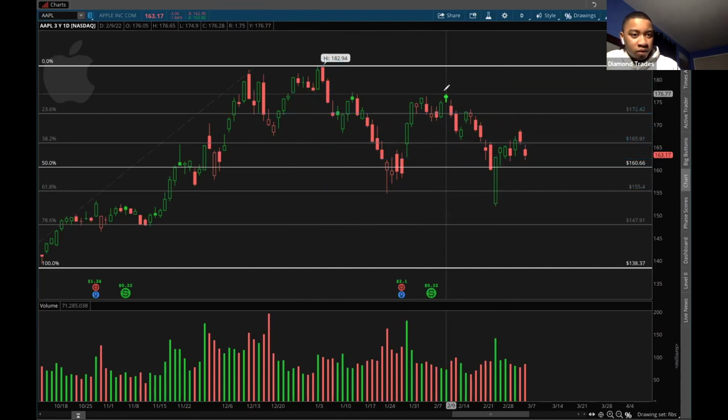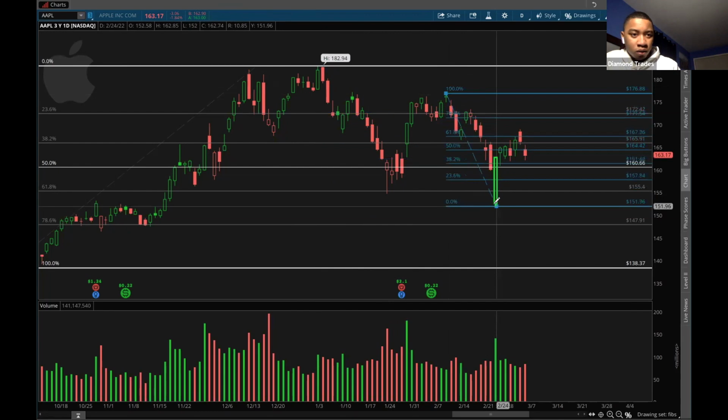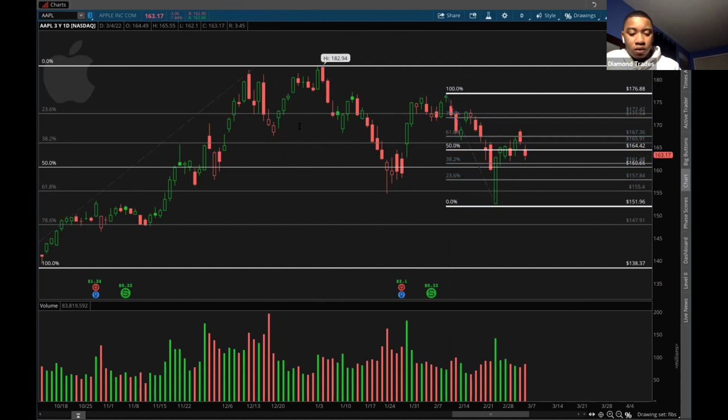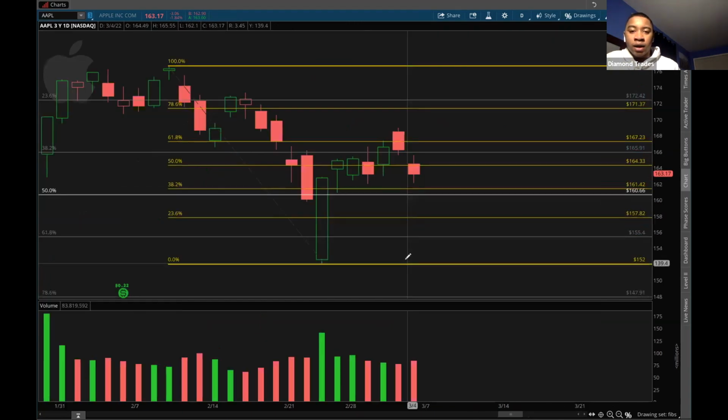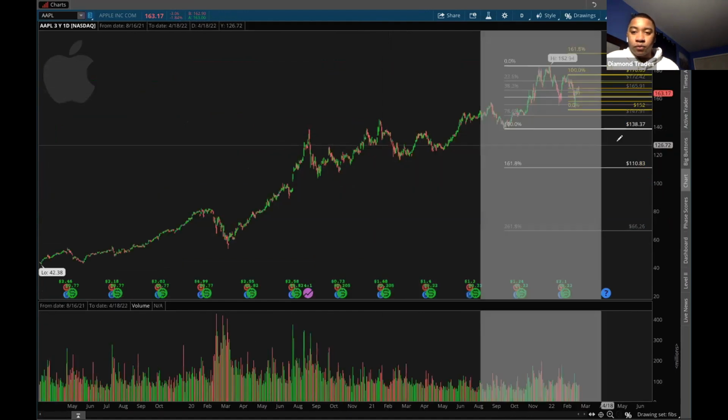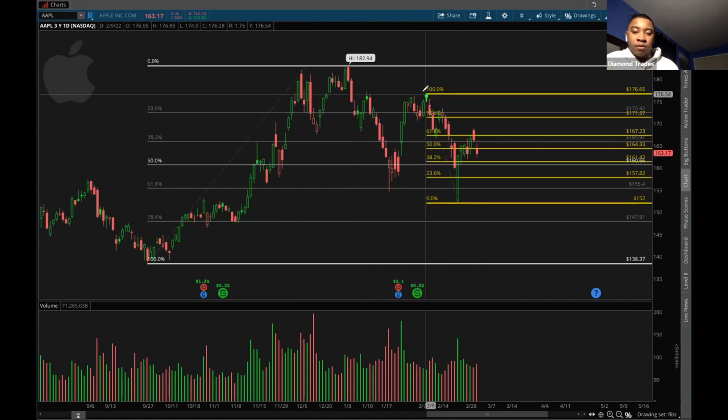So now with this new low, I honestly might take it from here. I think I'm going to take it from 176.65 to the lows here of 152. And I'll change the color of these fibs just so I know what I'm looking at, right? And so now I've got a little bit tighter levels that I can play between on Apple every single day, even after I've drawn my macro fibs from back in October to early January. Now I've got some tighter fibs that I can play from the intra-month move in February.